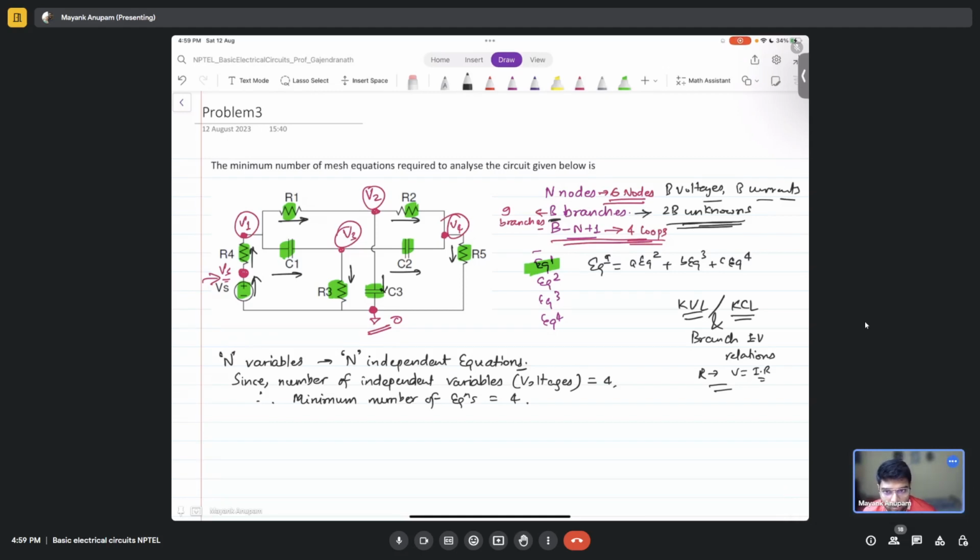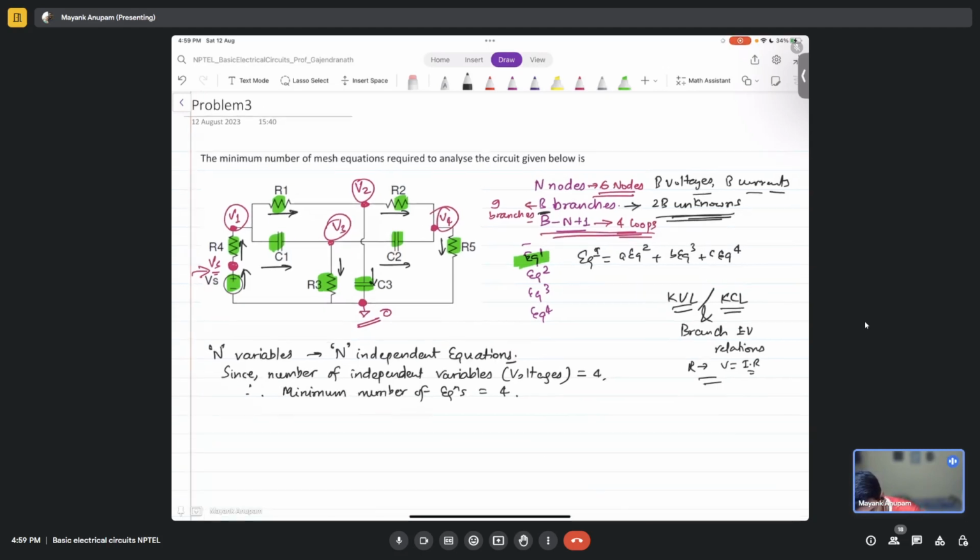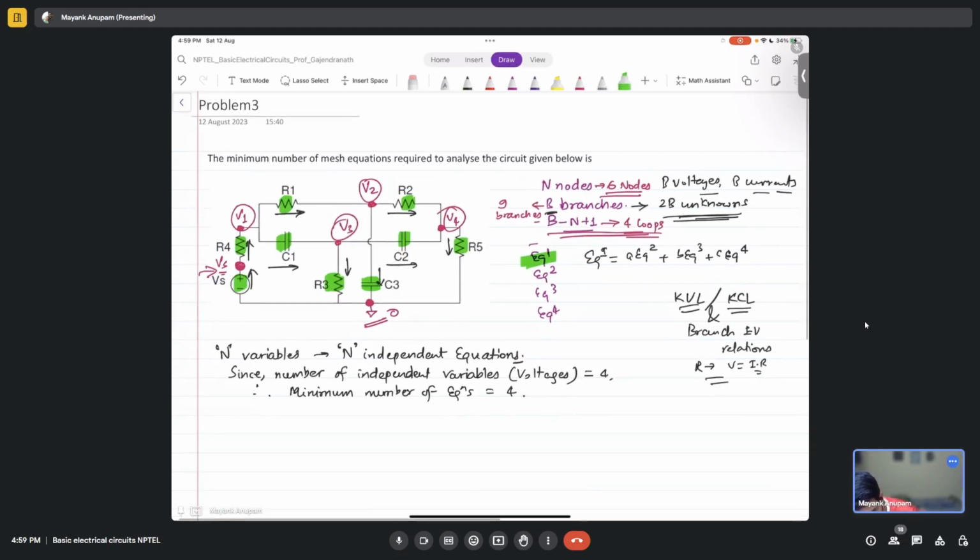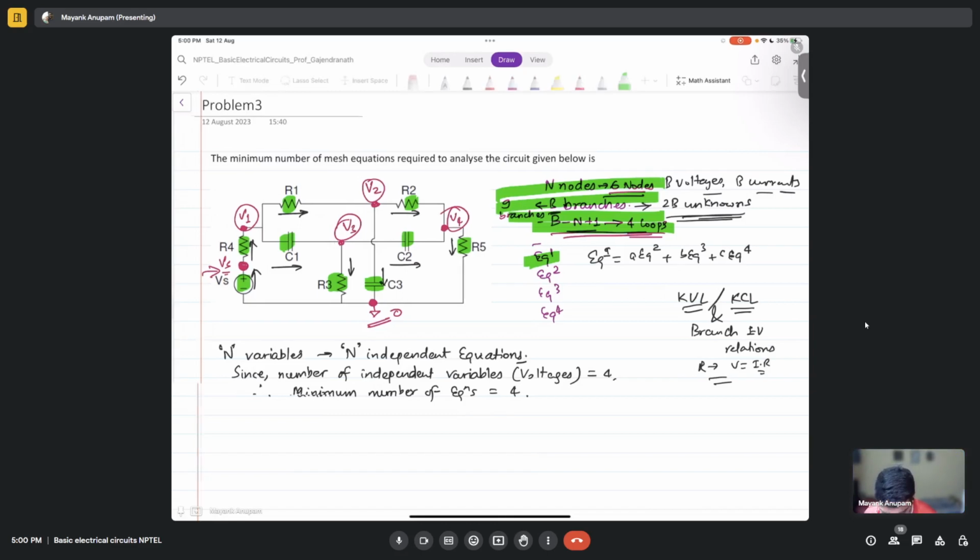Okay, so that is what I meant when I said that in this question you can see the number of independent voltages, and then you can simply calculate how many equations you need to write. But if that explanation doesn't satisfy you, you can always go through the systematic approach for this question, which is this one. You find how many nodes there are, how many branches there are, and then you simply write b minus n plus 1. This is the number of loops that you require. Okay, fine.